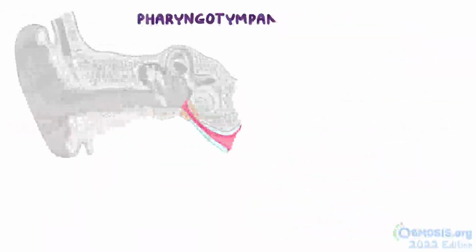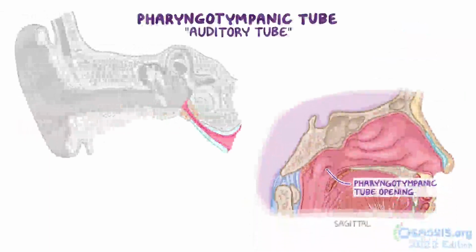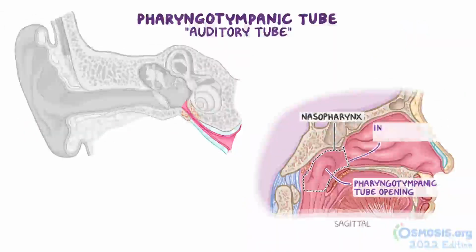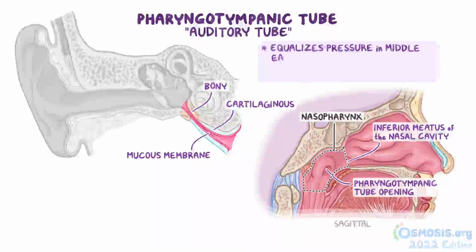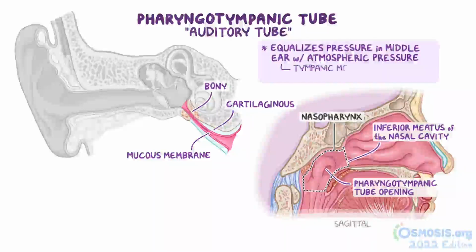The pharyngotympanic tube, also called the auditory tube, extends from the opening on the anterior wall to its opening in the nasopharynx, posterior to the inferior meatus of the nasal cavity. Its posterolateral aspect is bony, while the rest is cartilaginous, and it is lined with a mucous membrane. The pharyngotympanic tube equalizes the pressure in the middle ear with the atmospheric pressure. This is an important function, as equal pressure on both sides of the tympanic membrane allows it to move freely.